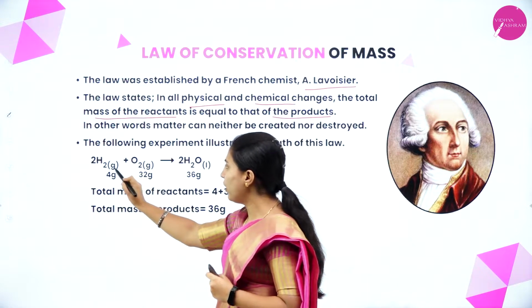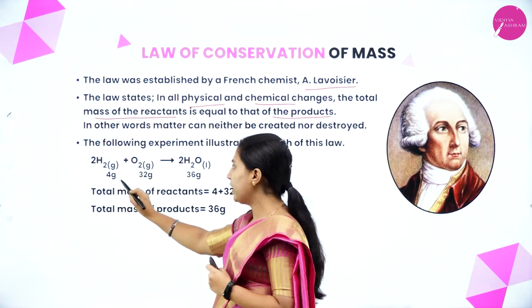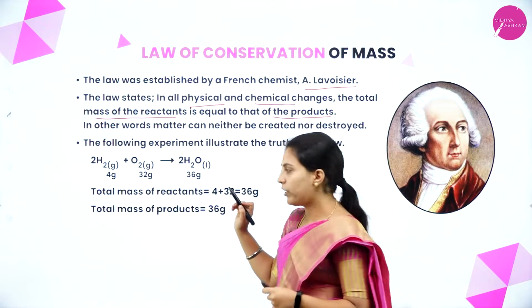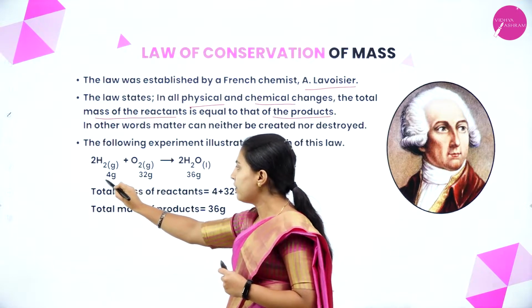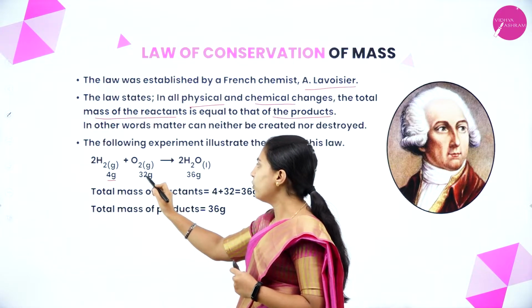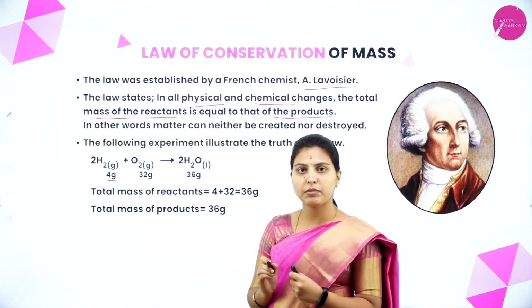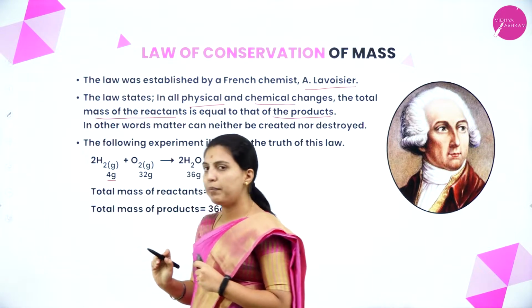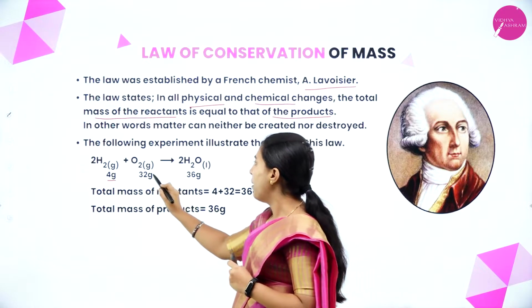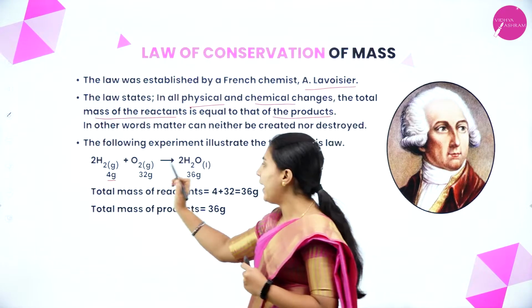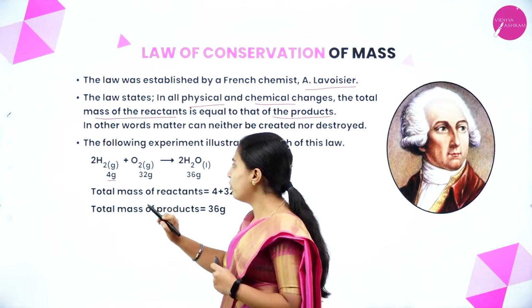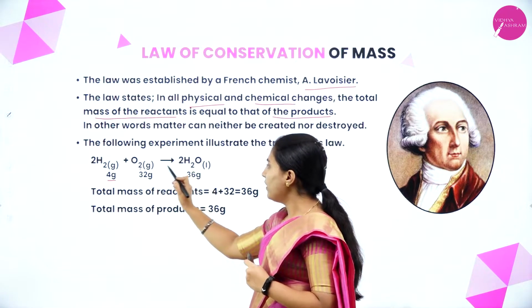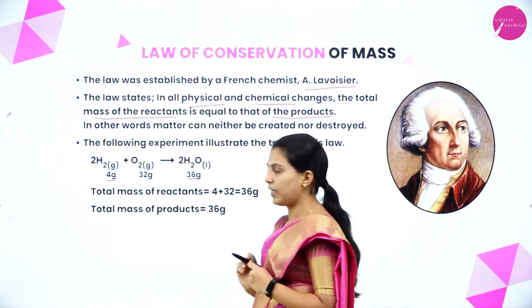See here, 2 molecules of hydrogen are taken with oxygen. What will it form? 2 molecules of water will form. Here the mass will be 4 gram of hydrogen and 32 gram of oxygen. How is the 4 gram of hydrogen given? Mass of hydrogen is 2, multiplied by 2 is 4. Mass of oxygen is 16, again multiplied by 2. It gives 32. Overall 32 plus 4 is 36.